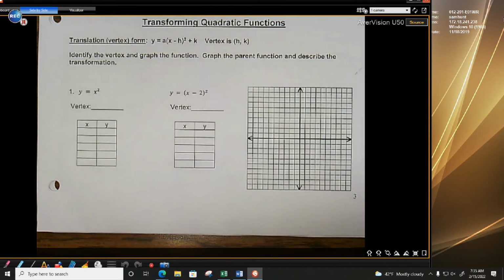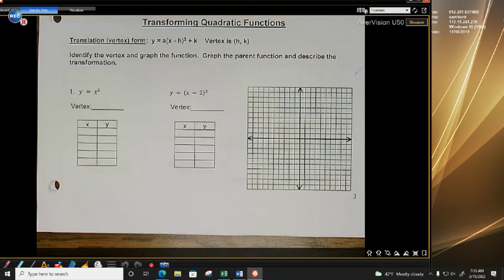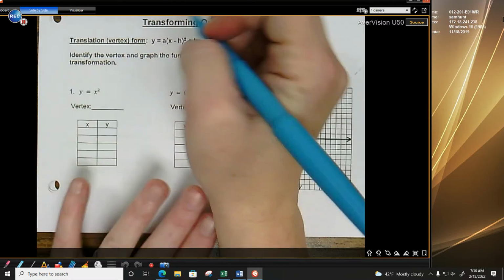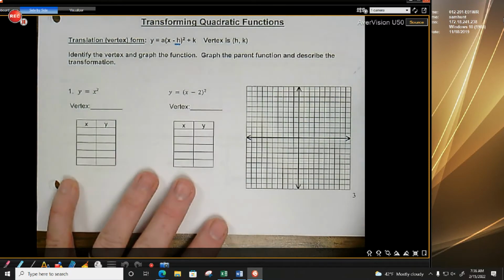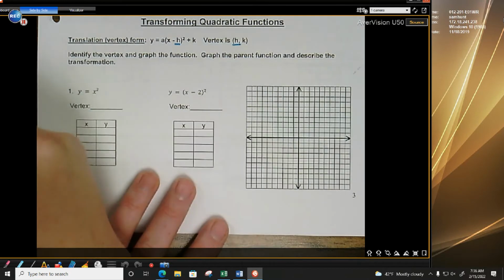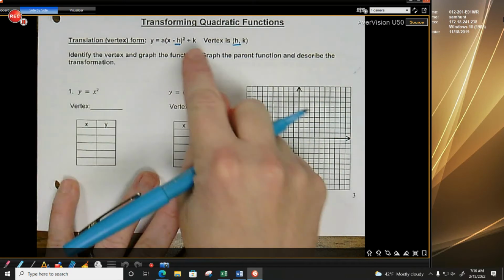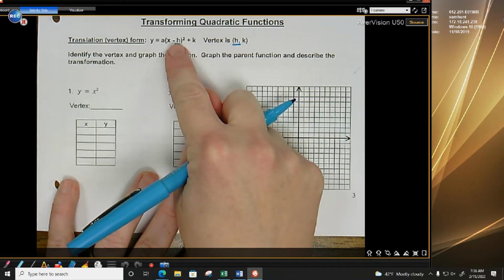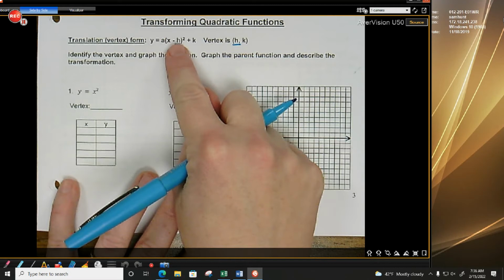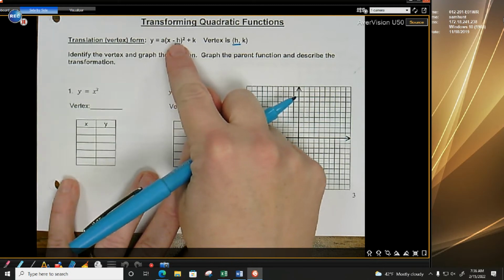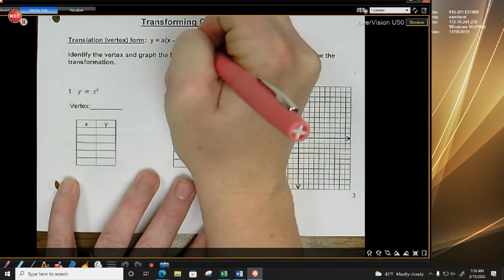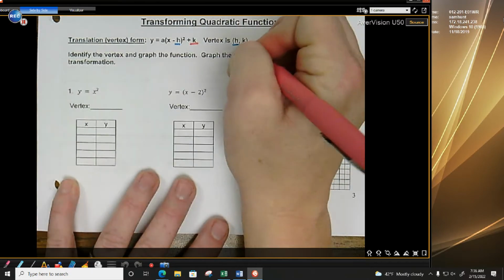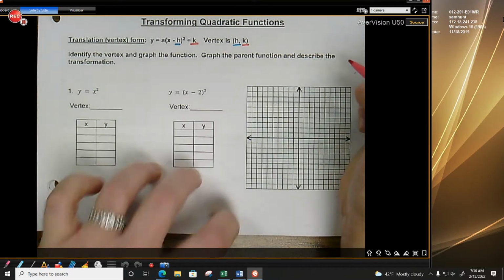Where do you find your vertex? It's called vertex form because you can find the vertex in vertex form. The number in the parentheses with x is your x value of the vertex. What do I notice is in front of the h though? A negative, so I don't take the value, I do the opposite. So whatever number is in the parentheses with x, take the opposite of it, and that is the x value of your vertex. Then the constant out to the side, that is the y value of your vertex.